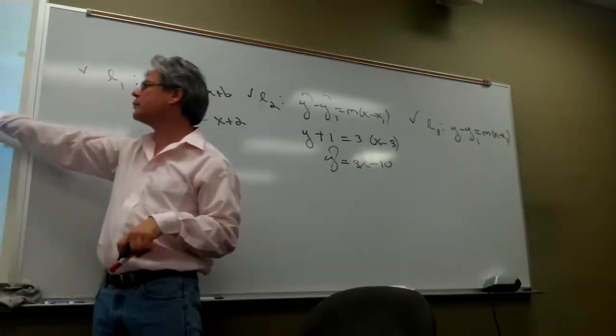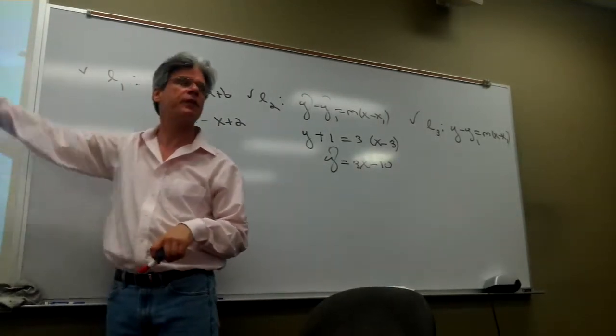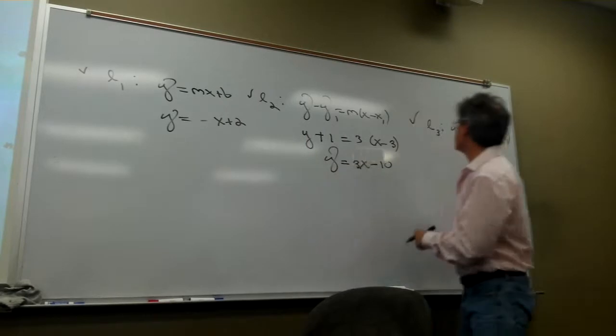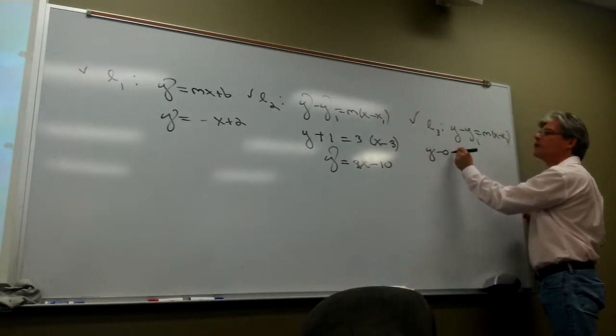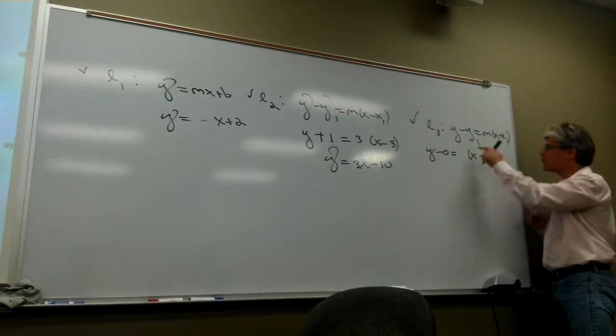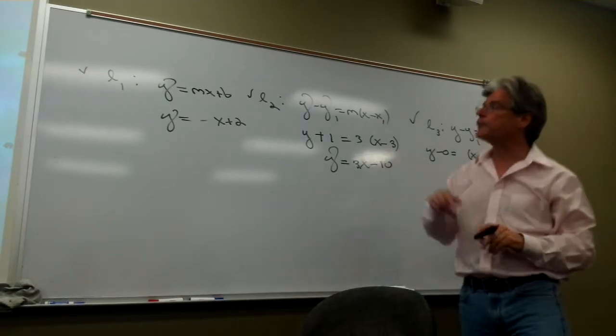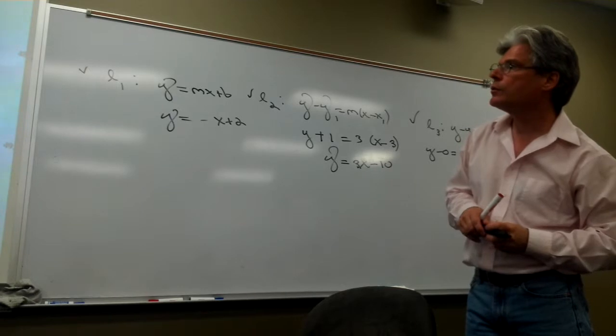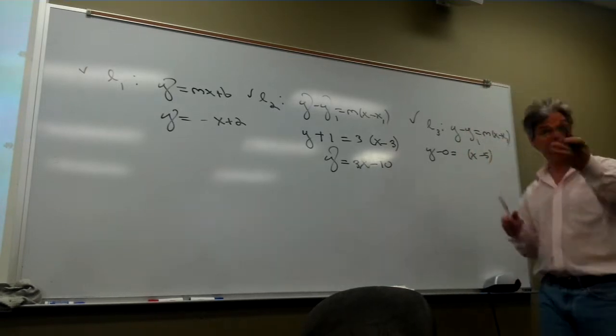Can I choose this as x1, y1 as opposed to that? It's just easier for me to deal with. So I see that y minus 0 is equal to something times x minus 5. Let's compute the something. It's merely the slope of the line. Rise over run is going to be 2 over 1, but it's going to be negative.